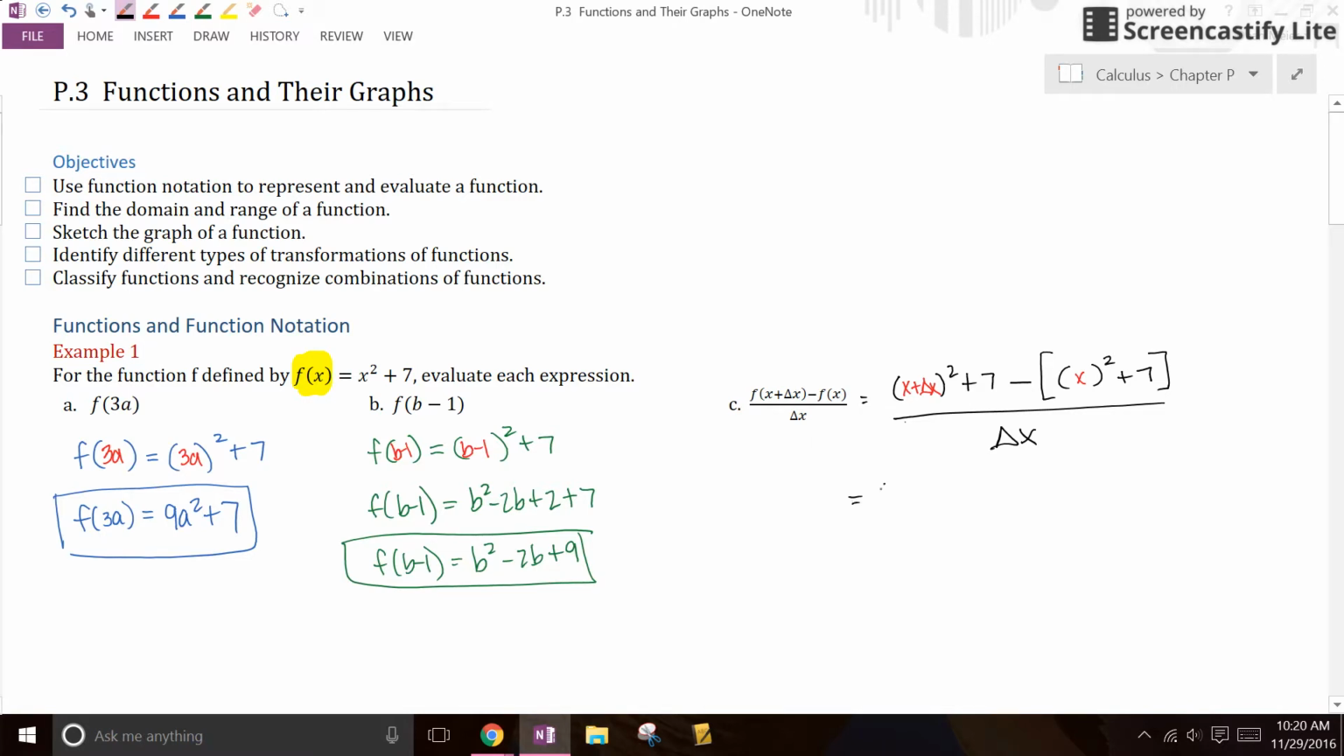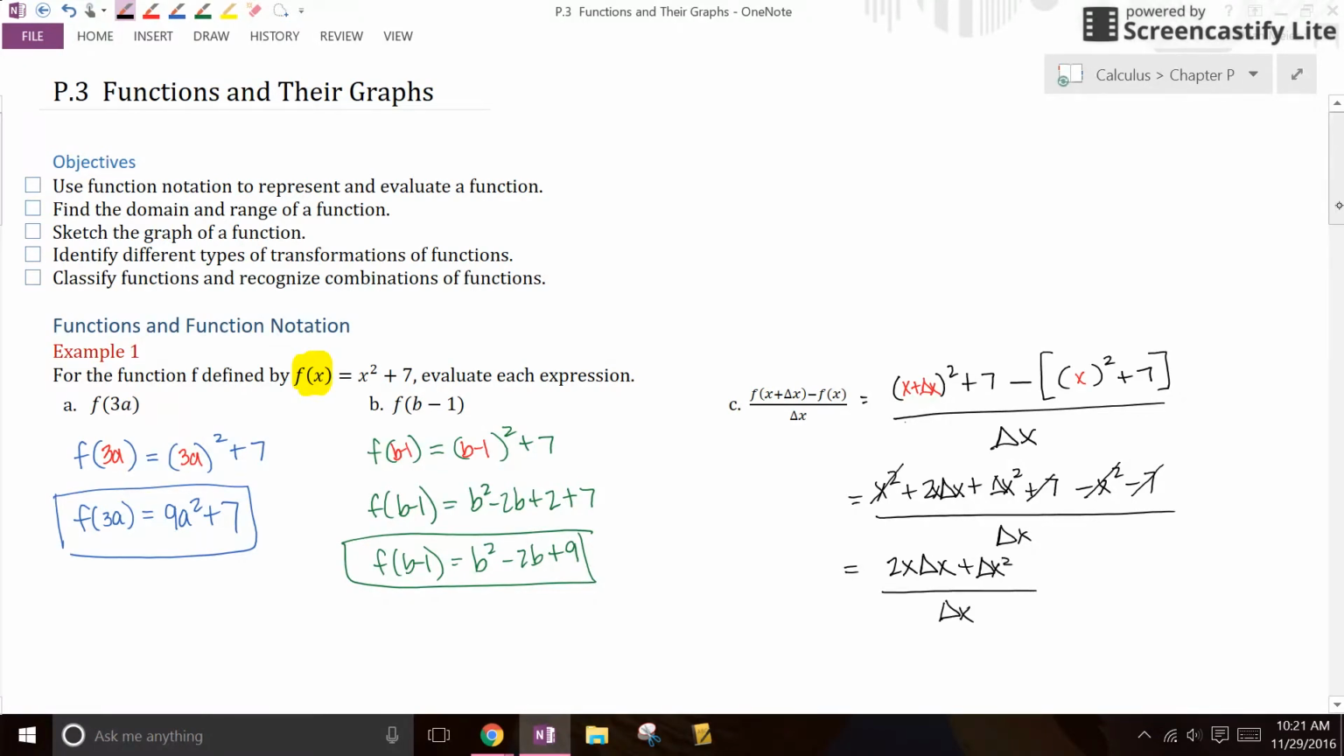Okay. Foiling this out, I would have x squared plus 2 delta x's. No, sorry, 2x delta x. And then plus delta x squared plus 7. And then distribute the negative: minus x squared minus 7, all over delta x. Oh my goodness. So let's see if anything canceled out. Oh, thank goodness. x squared and x squared canceled out. 7 and 7 canceled out. So all I'm left with is 2x delta x plus delta x squared all over delta x.